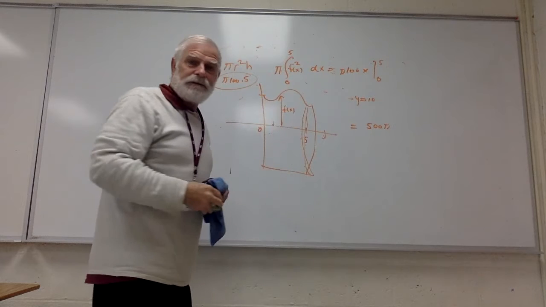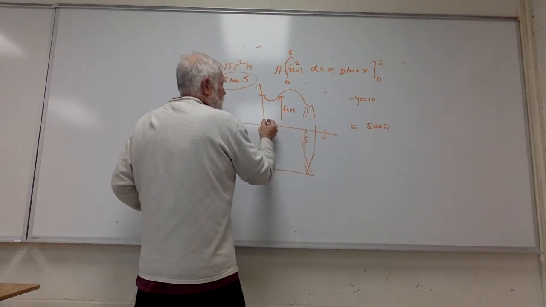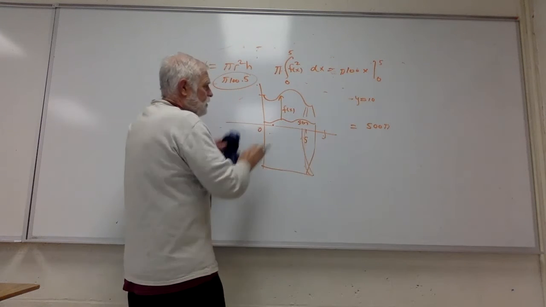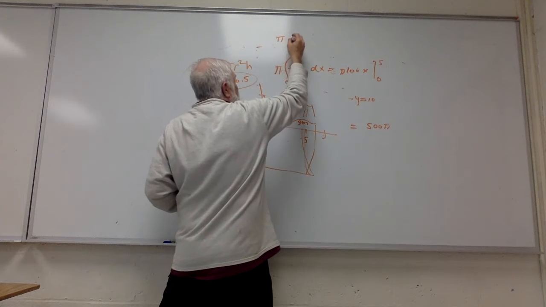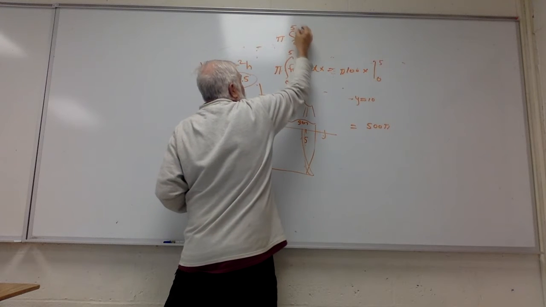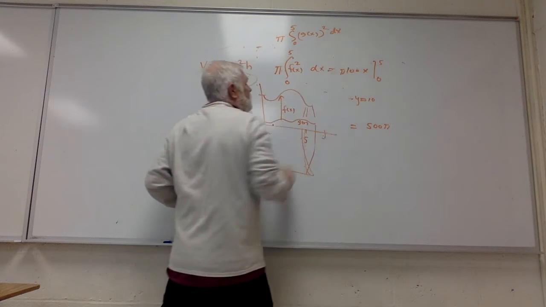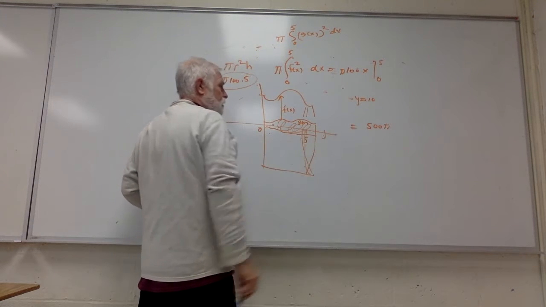And that's a disk. What if I wanted to do another disk? Let's do g of x. Let's not do f of x. Let's do g of x. I think it's the same. I think it's pi, 0 to 5, g of x, in parentheses and squared, dx. I think that's this little area rotated.